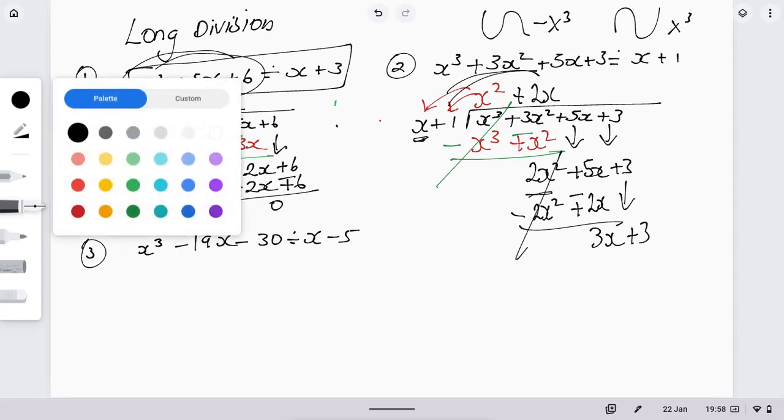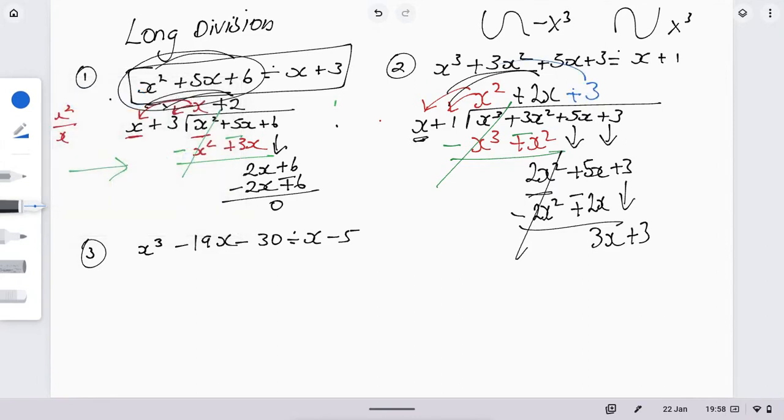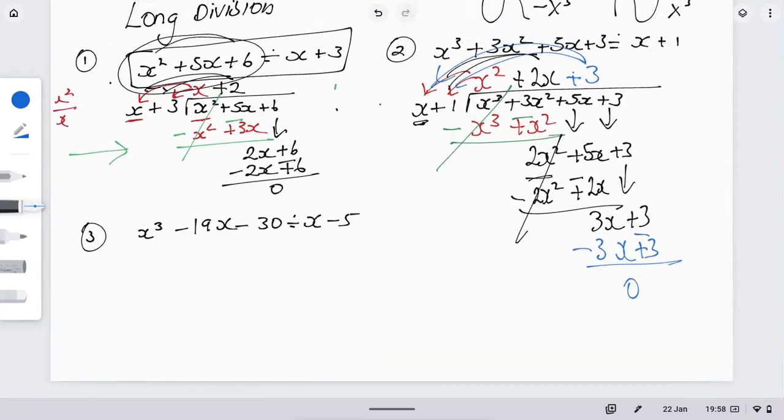And you've guessed it. The last thing we do, what do you multiply x by to get 3x plus 3? Multiply it down, 3x plus 3, draw the line, change the signs. And then the last one, something slightly different, in that we're missing an x squared.